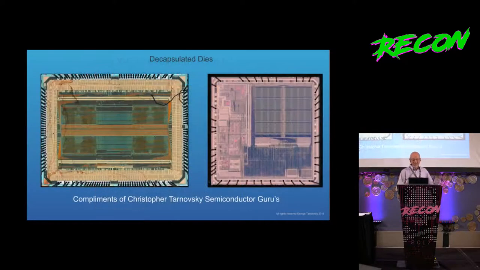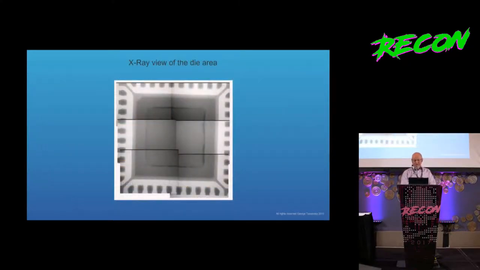Anyway, here are two decapsulated dies, compliments of Chris Tarnovsky, semiconductor guru. These are done with his microscope. He decapped them, and you can clearly see, specifically the one on the right, that particular device. Seeing it through a microscope, you can see all these details. However, looking at it through an X-ray, it's a poor job of stitching, my fault, but nevertheless, it's stitched together, and you can't see any of the details, but you do get to see the bonding wires, and you get to see the pads.